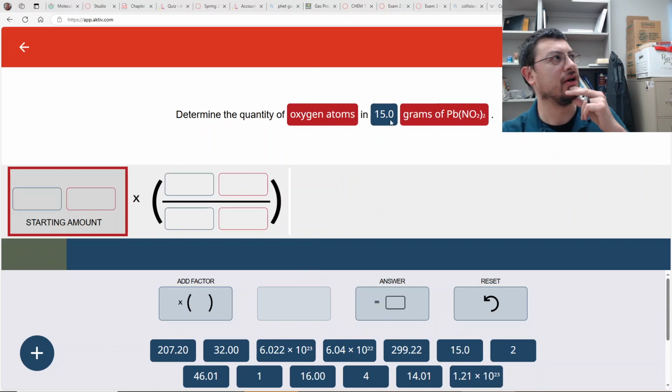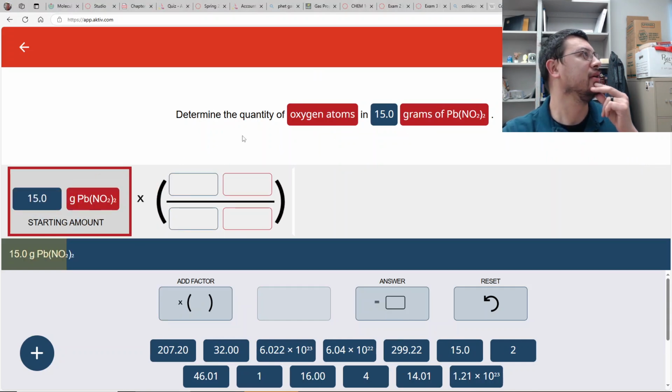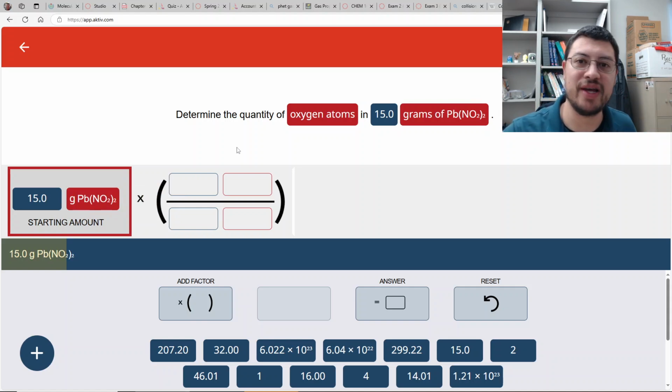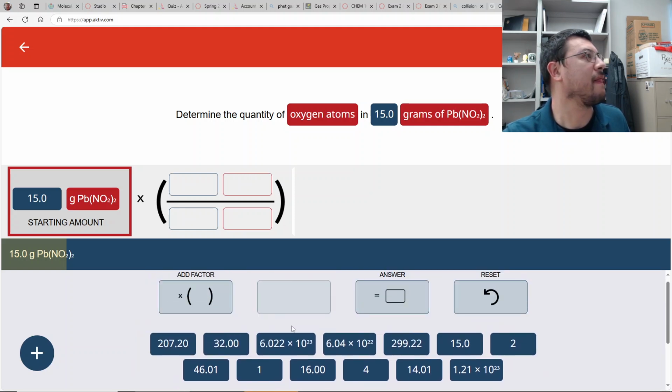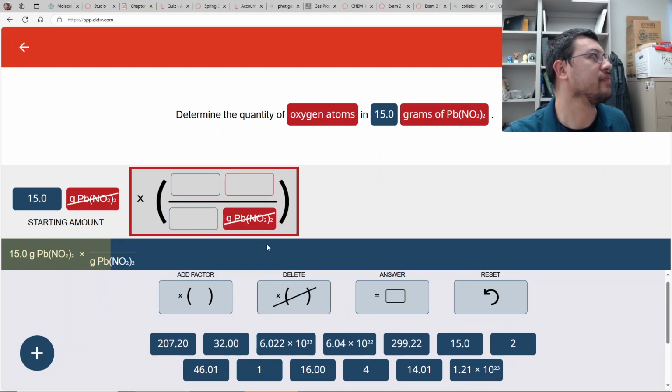Oh, this looks like a similar problem as the first one, except it wants oxygen atoms instead. I should have put those two back to back. Whoops. Oh wait, units first. I can't be a hypocrite.